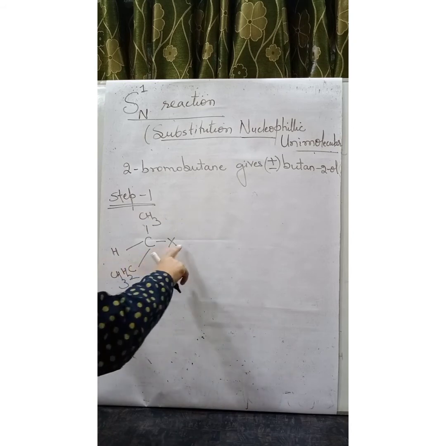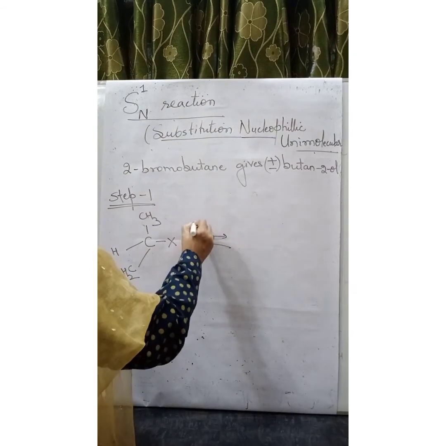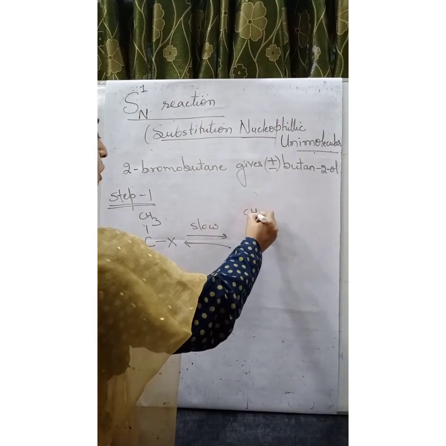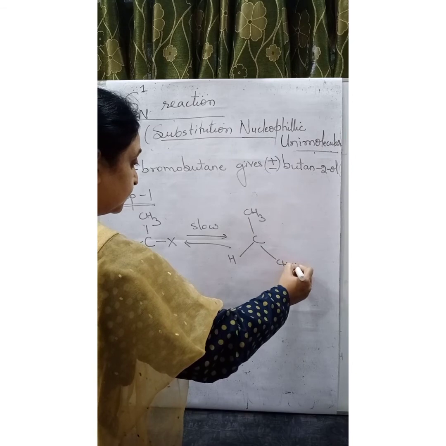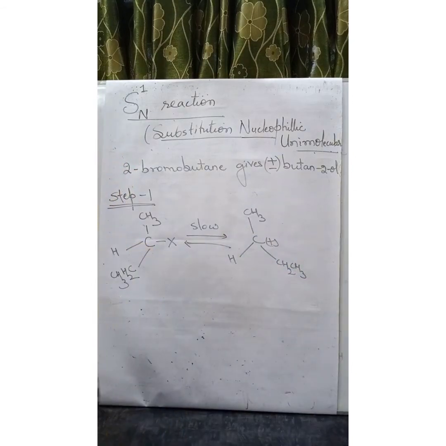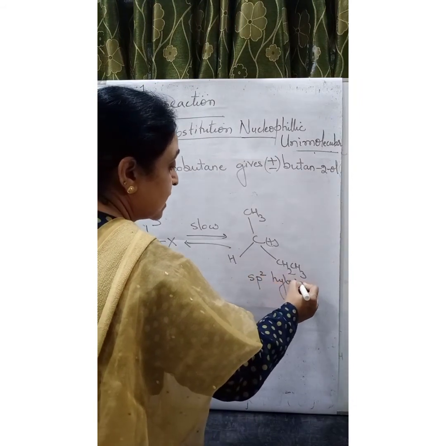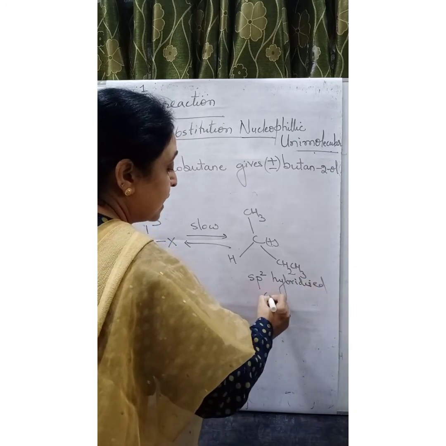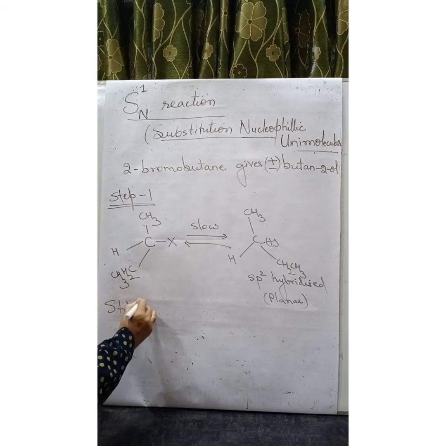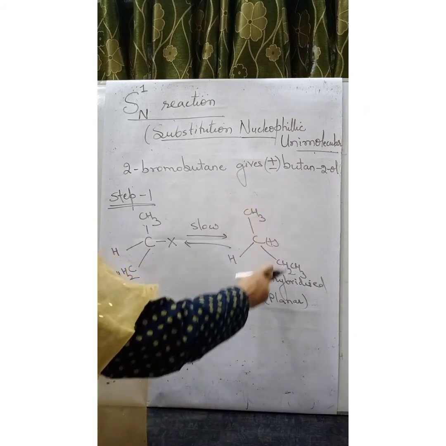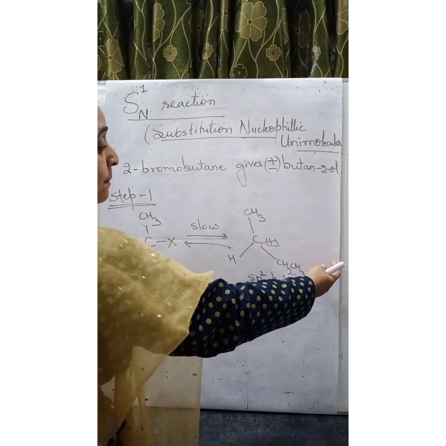So in step number 1, the leaving group moves away from it. It's a reversible and slow step which results in the formation of a planar intermediate. This is the carbocation which is formed, which is sp2 hybridized carbon and planar. Now in step number 2, the nucleophile is going to attack this planar carbocation.